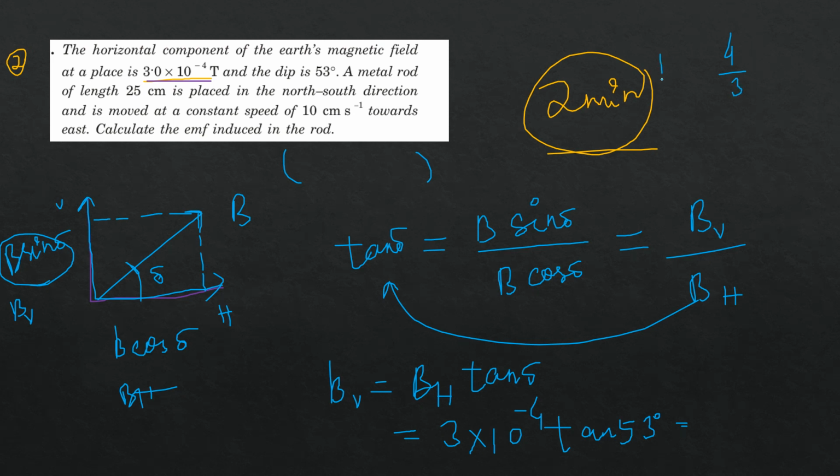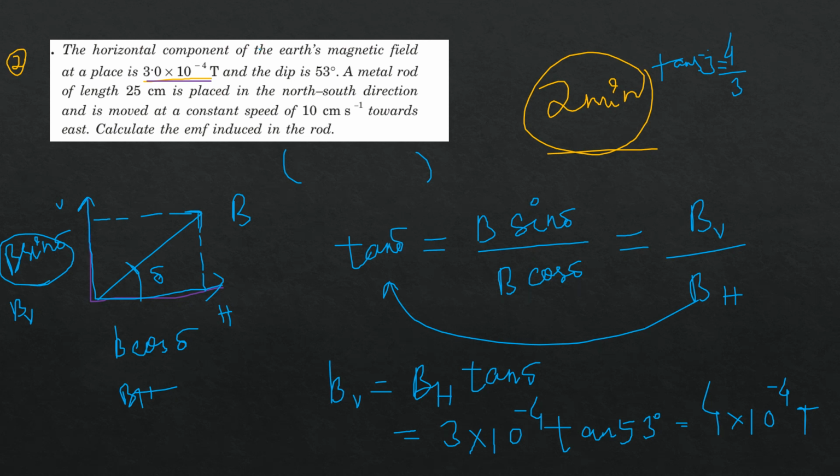You don't need to remember tan 53 degree, don't worry. It will be given in the question itself. Here it's not written, but it will be given. Tan 53 is 4 by 3. So if I put 4 by 3 here, that will be 4 into 10 to the power minus 4 Tesla. Tesla is the unit of magnetic field. So this is the vertical component.